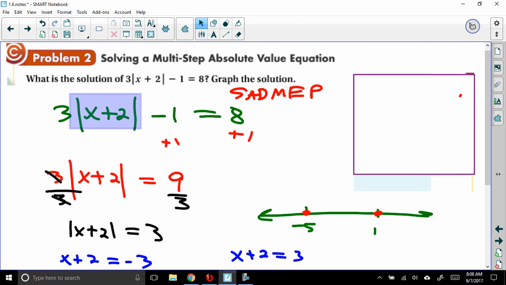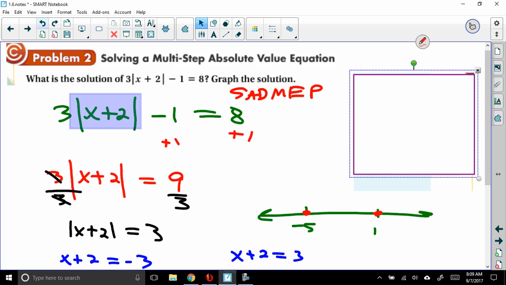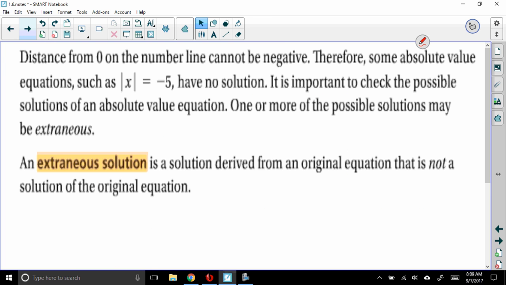So if I move this box out of the way, I think under this box is the solution. No, there's a plan there. It says, is there a simpler way to think of the problem? I don't know why they did that. That's weird. Whatever. All right. So they're talking about distance from 0 on a number line. They're saying it can't be negative. This is a good point they're making. They're saying if you have some kind of absolute value expression set equal to a negative number, there's no solution.